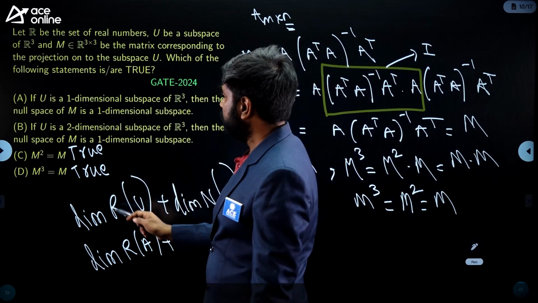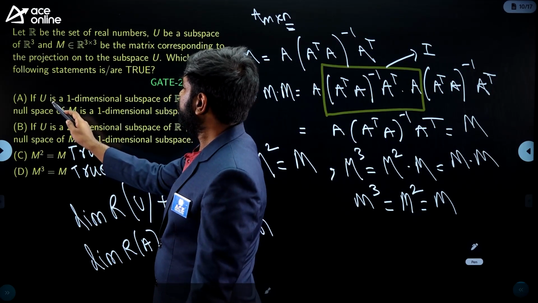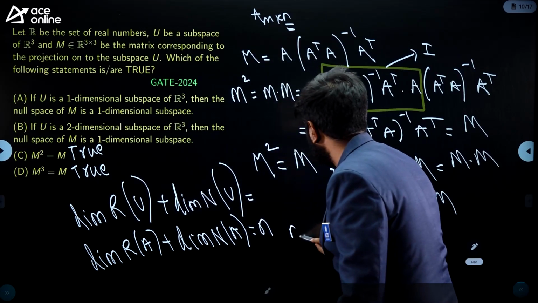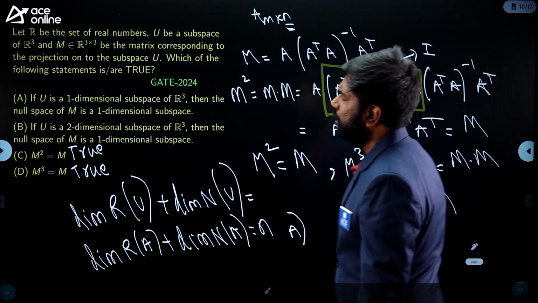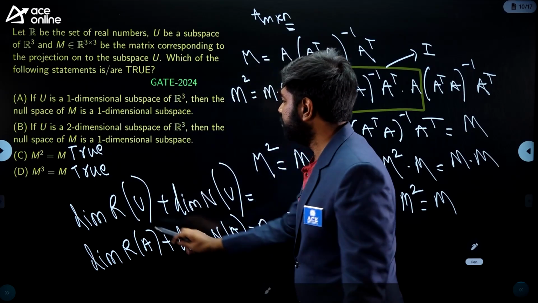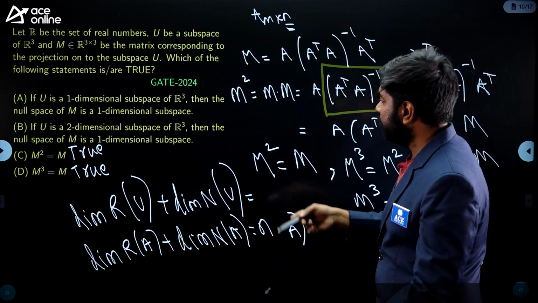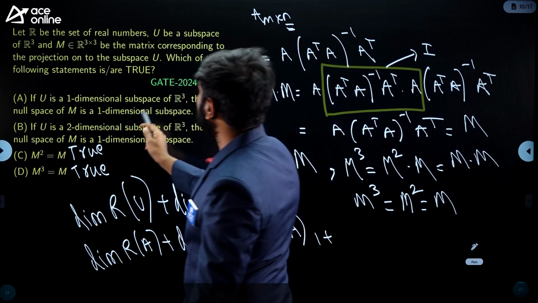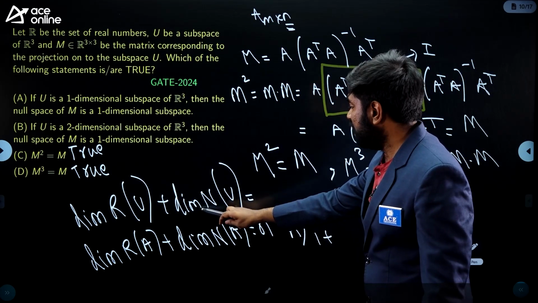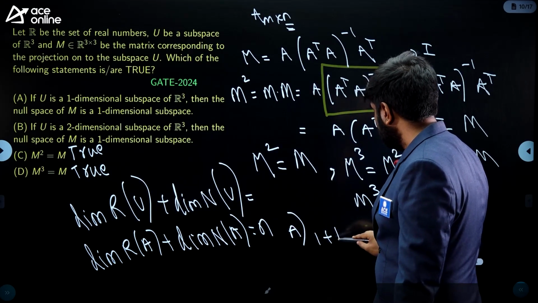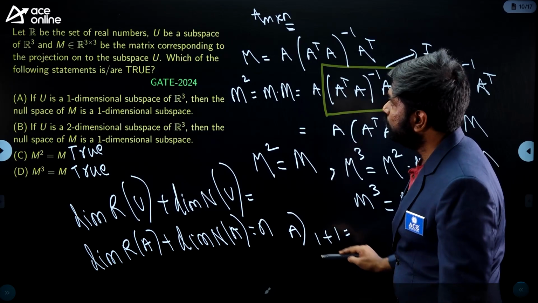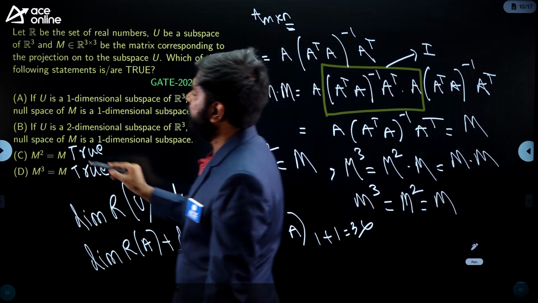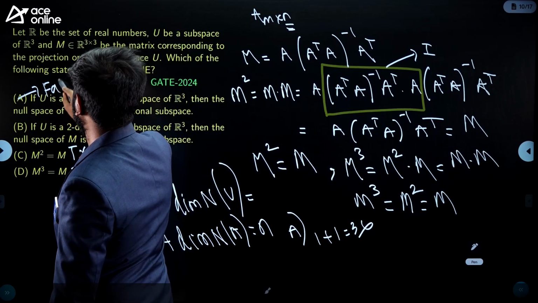So in this case, let's talk about option A. If U is a one dimensional subspace of R power 3, so I am verifying option A, students, a very interesting one. If U is a one dimensional subspace of R power 3, that means the dimension of the range space of U is 1, plus, since the null space is also a one dimensional subspace, the dimension of the null space of U is also 1. So 1 plus 1 should give us 3, since M is a 3 cross 3 matrix. Is it satisfied? No, option A is gone. This is false.